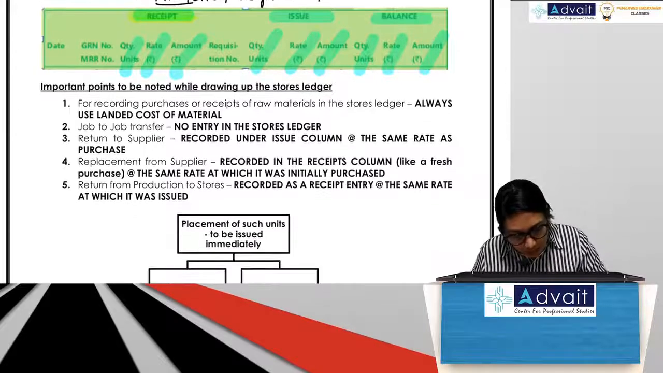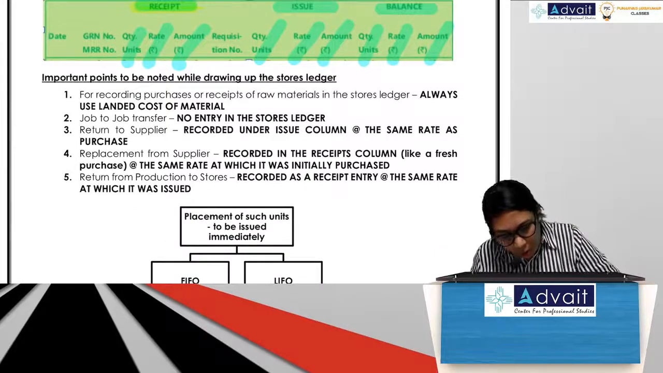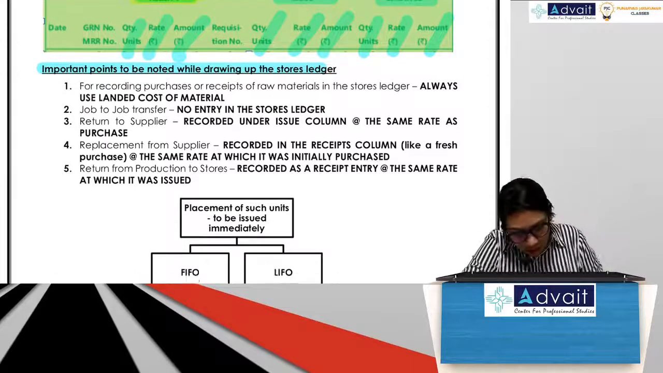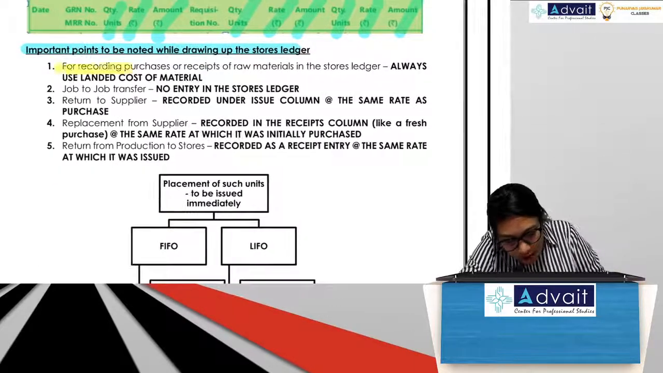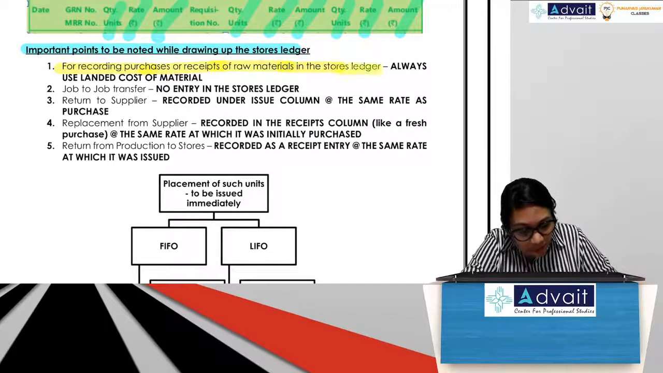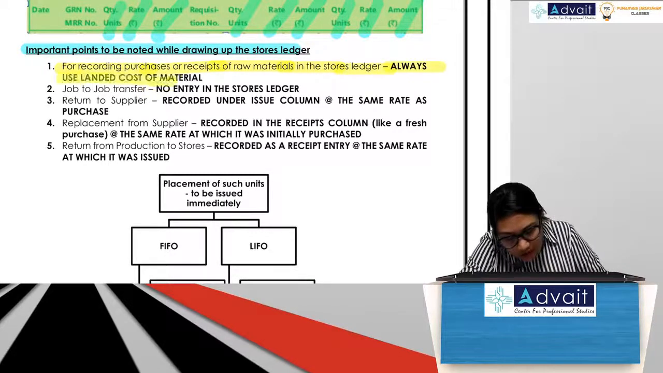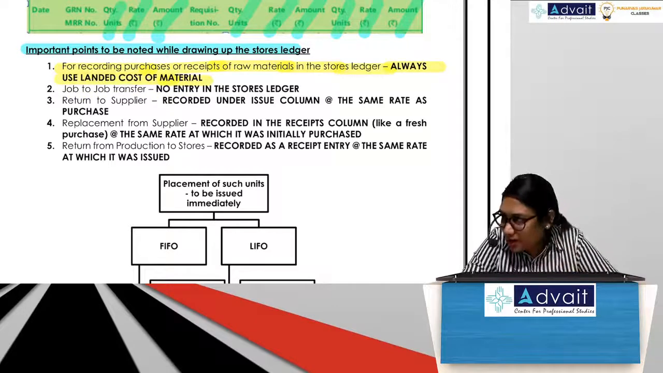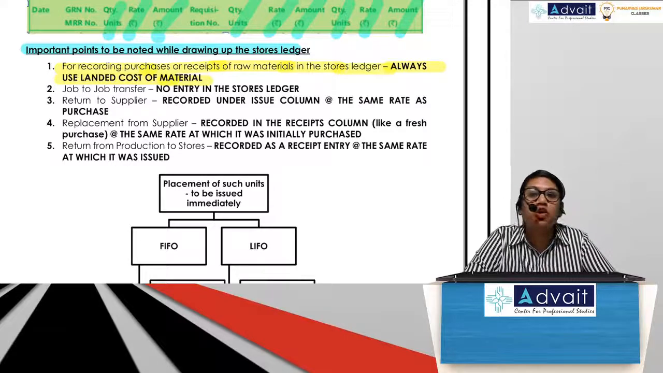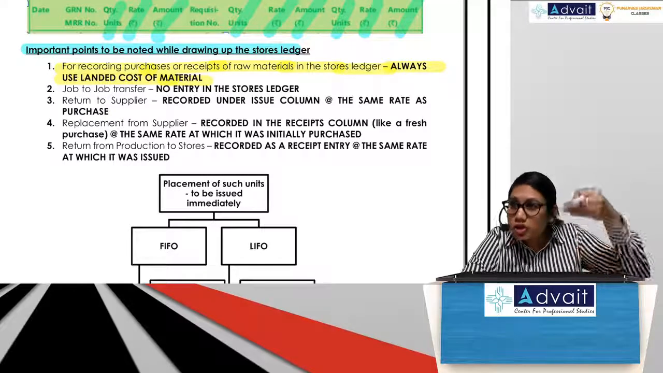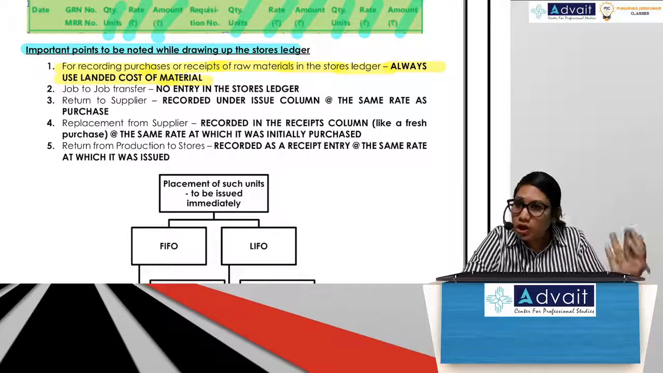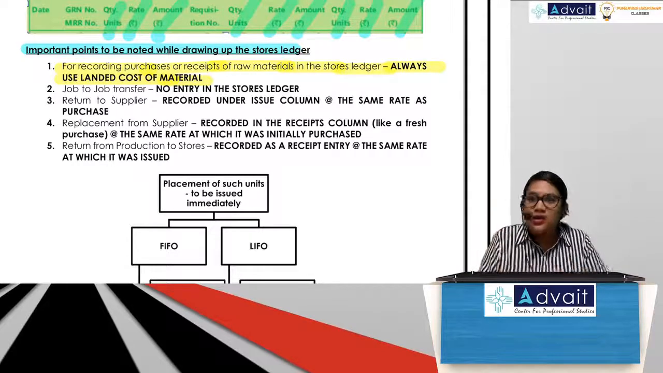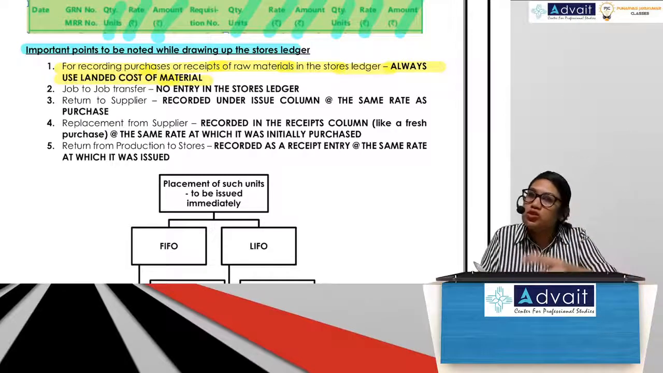So come down, important notes or points to be kept in mind while drawing up the stores ledger. So let's read it one by one. For recording purchases or receipts of raw materials in the stores ledger, always use landed cost of material. This I've been harping on from the time we started: landed cost of materials. So why are we calculating landed cost of materials? So that we can use it in our stores ledger. Otherwise it has no other use. Correct? So if we are using it in our stores ledger for recording receipts, for issues also we are going to use the same price.